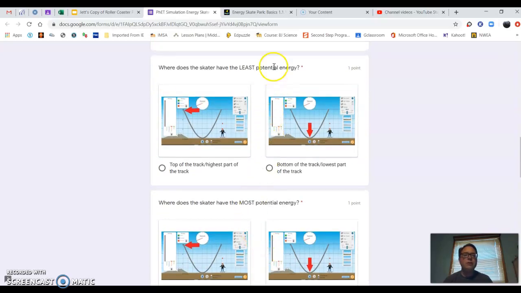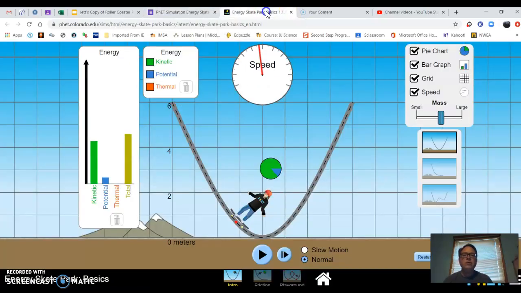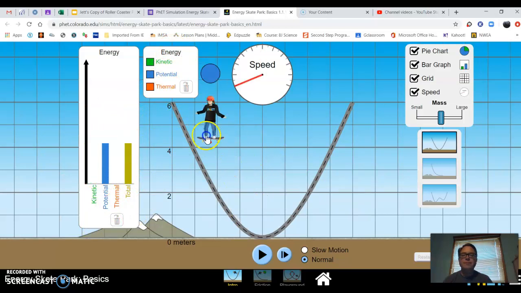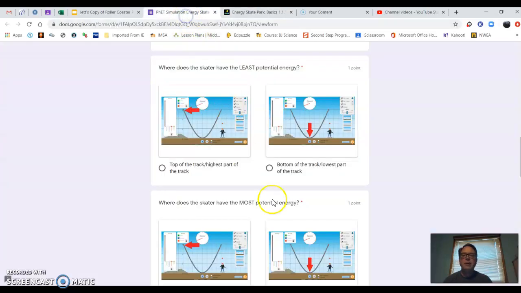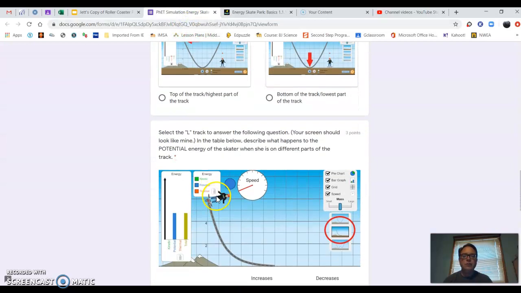We're going to look for where's the least amount of potential energy and where's the most potential energy. So once again, going back to the skate park, potential energy is blue. We can look over here at the bar graphs, or we can look over at the pie chart. And where is the most potential energy and where's the least? Is it at the top that it's the most, or is it at the middle? Where is it the least? Is it at the top or in the middle? Make sure you're paying attention to the blue color there. I'll pause it and go back. So then we're able to answer those questions.